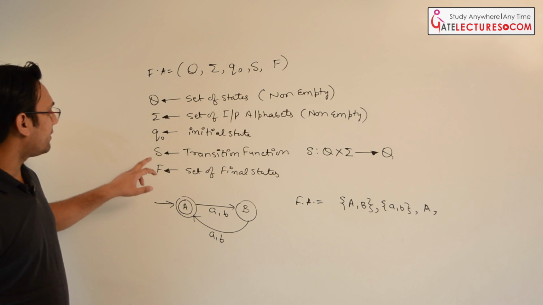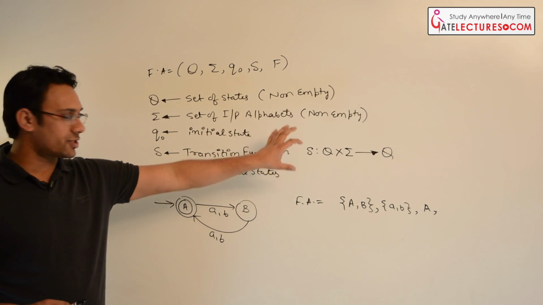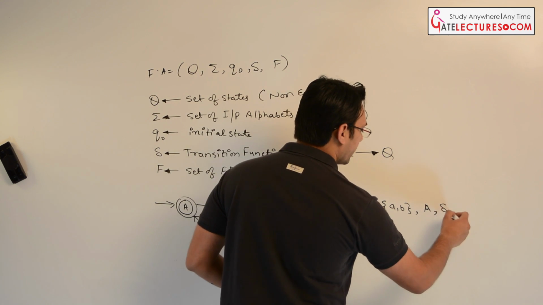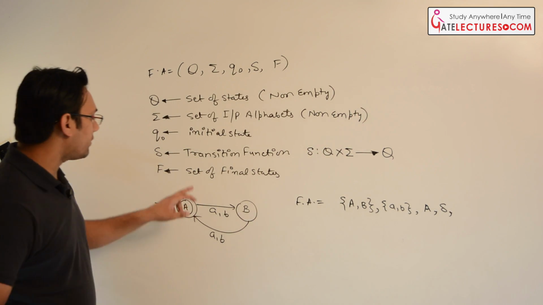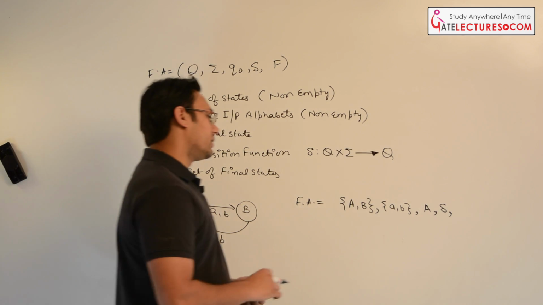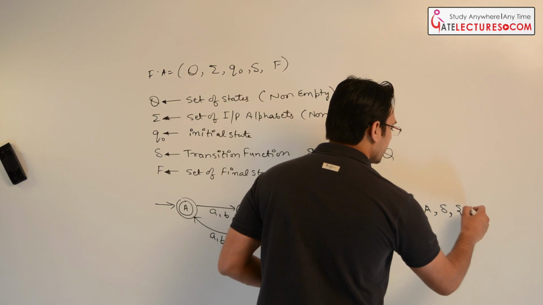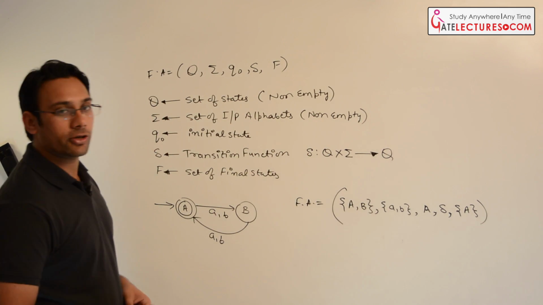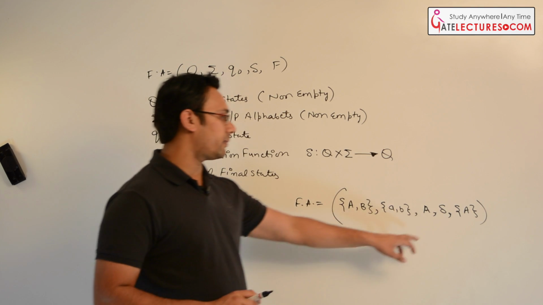Then we have delta as a transition function which we will define now. So assume I'm just writing here delta. And then we have F, which is the set of final states, and what is the final state here? Only A is a final state. Therefore we have A as the final state. So this is the definition of this finite automata where we have to define what delta is.